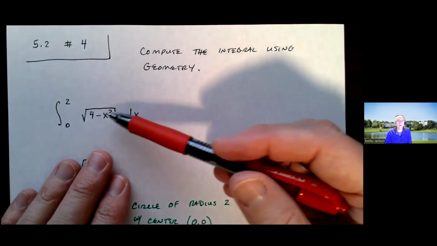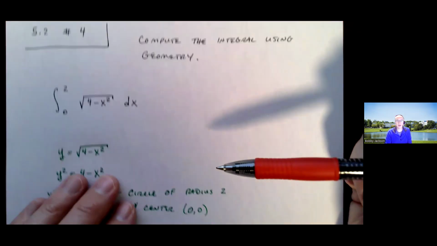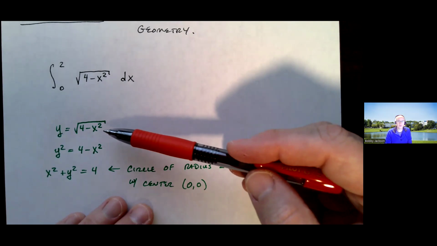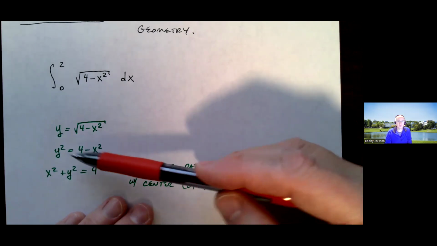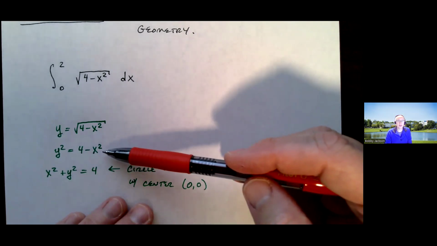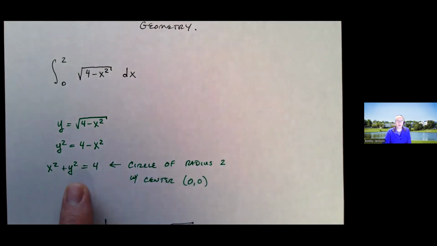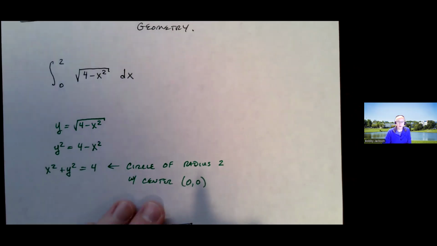Well, what is the graph of the square root of 4 minus x squared look like? We looked at one like this in class. Remember, if I let y be the square root of 4 minus x squared, if I square both sides, I get this, and then adding x squared to both sides gives me this equation here. You should recognize this as the equation of a circle, right, of radius 2 with center 0, 0.